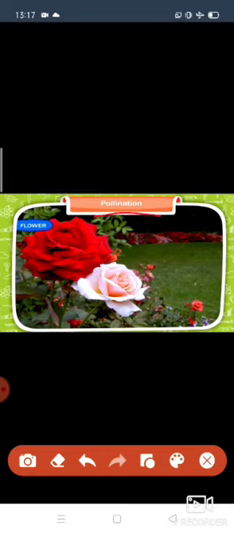Flower, we all know, in Odia you can say fullo, and in Hindi you can say fool, and it is the most attractive and beautiful part of a plant. So what is the role of a flower in the plant's life? We will know, children. Okay, before that I am going to show you something.